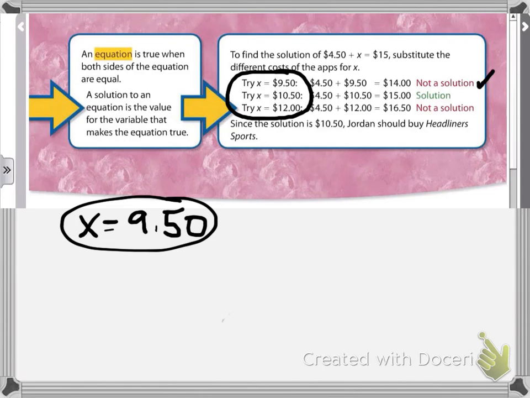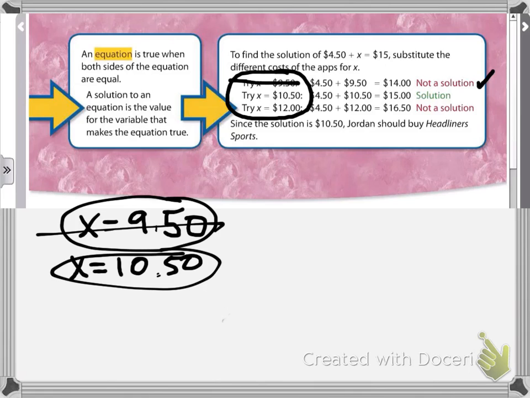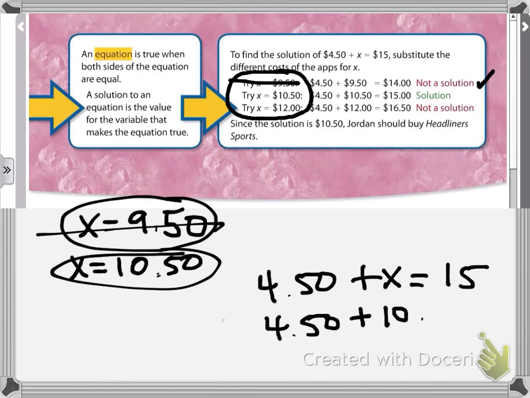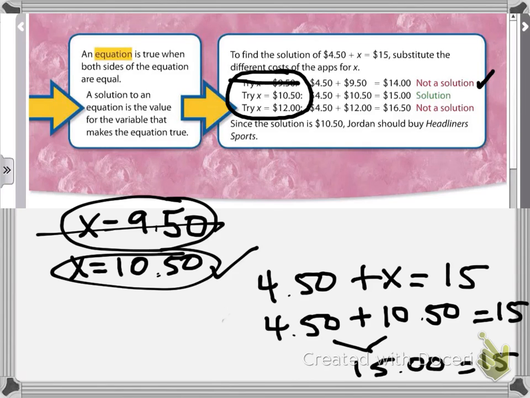The next one to try is if x equals 10.50. Again, we have 4.50 plus x equals 15, and we're going to replace that with 4.50 plus 10.50. Does that equal 15? When we add these together, yes, 15 equals 15. And so that is true. And then let's check, good math people, we check all our answers to make sure, because it could be more than one answer.